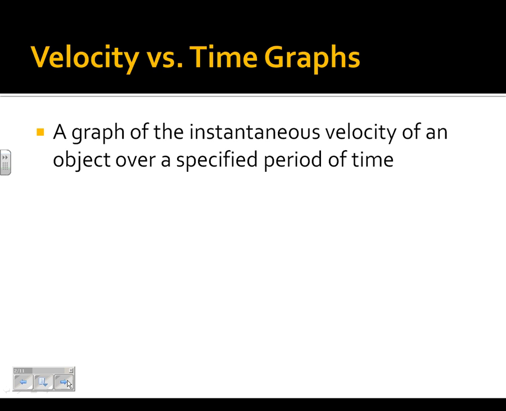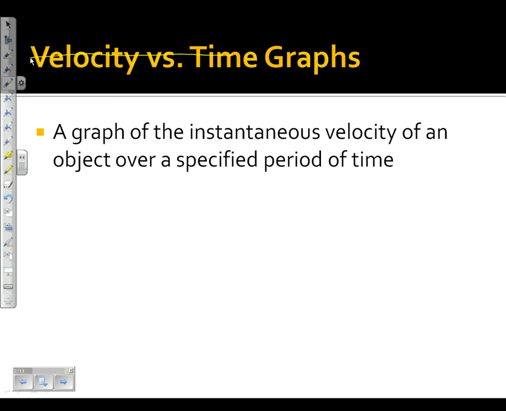A graph of the instantaneous velocity of an object over some specified period of time. And once again, hopefully you get the idea, right? That's what a time versus velocity graph would tell you. Sorry, I try to keep consistent up here. On the first page, I had time versus velocity. The title of this page, I have velocity versus time.